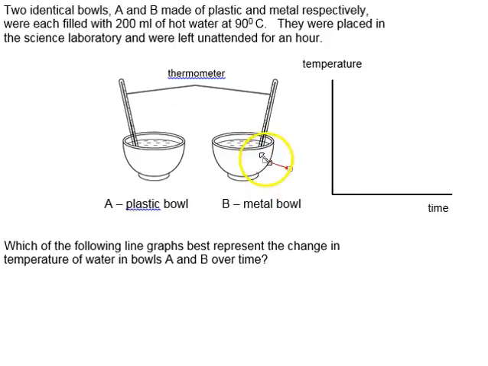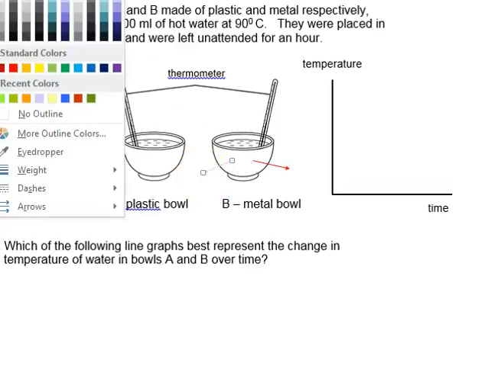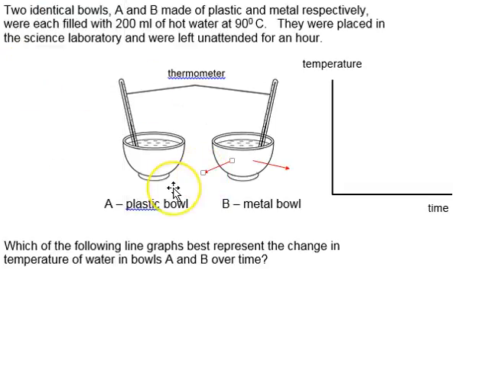Okay, so you can see that the water, because it's a good conductor of heat, will get cooler much faster. All right, so the heat can travel from inside the hot water in the bowl to the outside air on the outer side of the bowl.